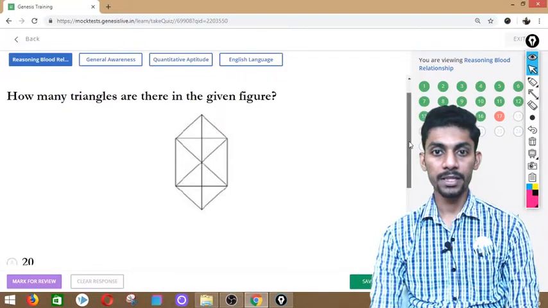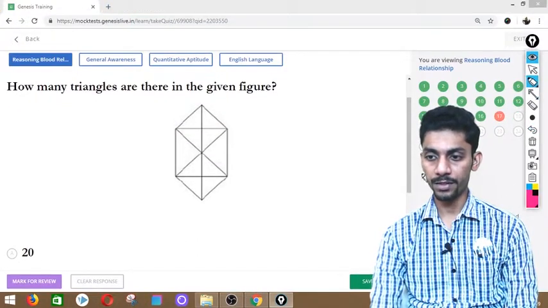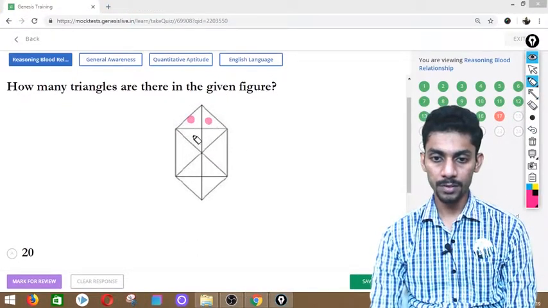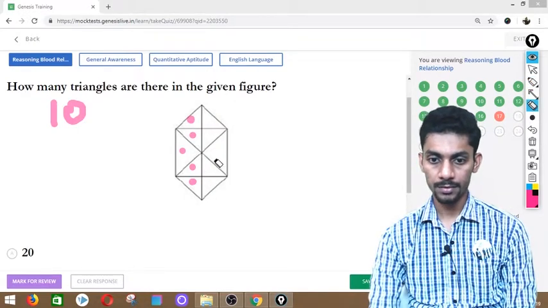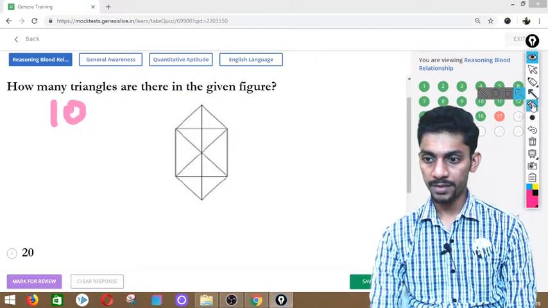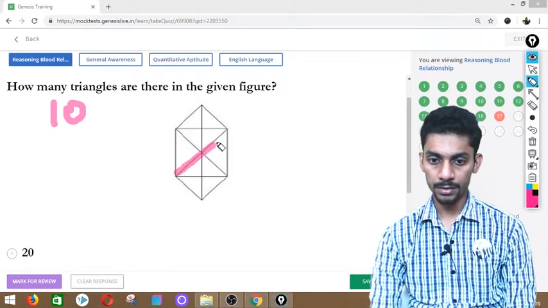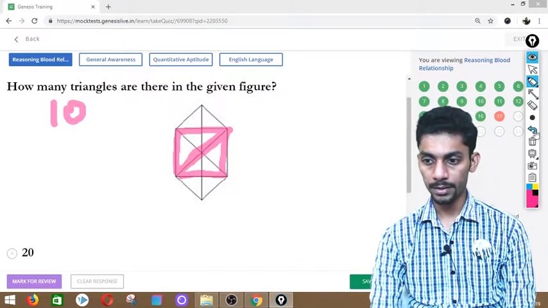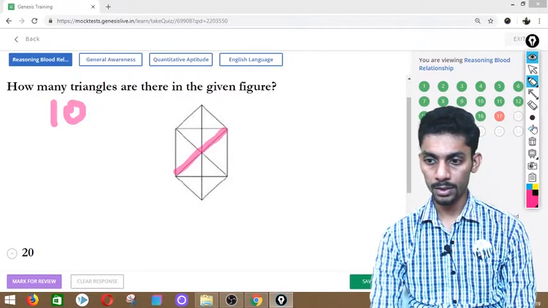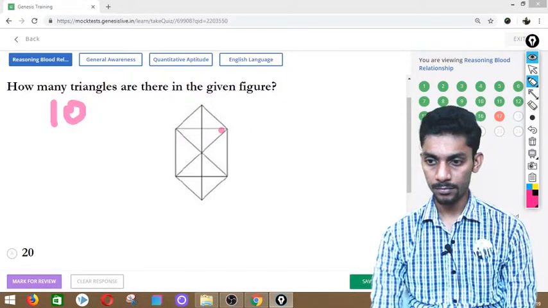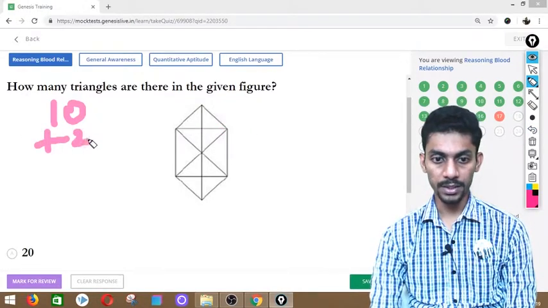Next one, question number 17 says, how many triangles are there in the given figure? First we'll mark the ones which are visible. 1, 2, 3, 4, 5, 6, 7, 8, 9, 10. So 10 done. Okay. Next we'll take the bigger one, that is this. This is 1, this is 2, right? Similarly, this is 2 done. So plus 2 we'll write here.